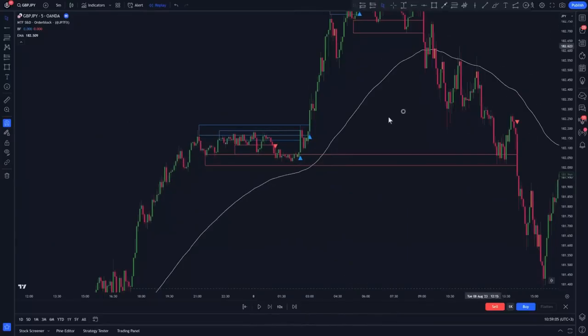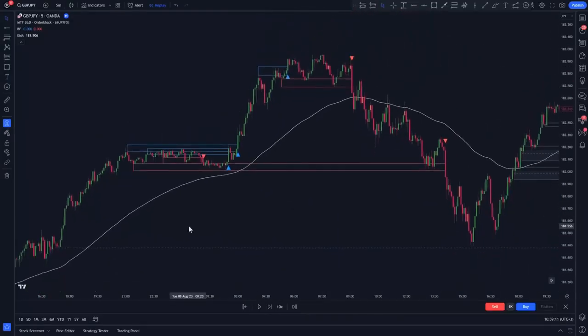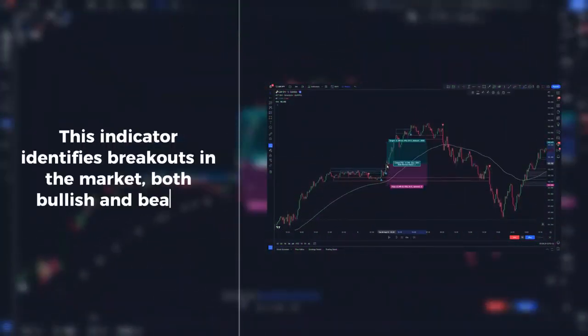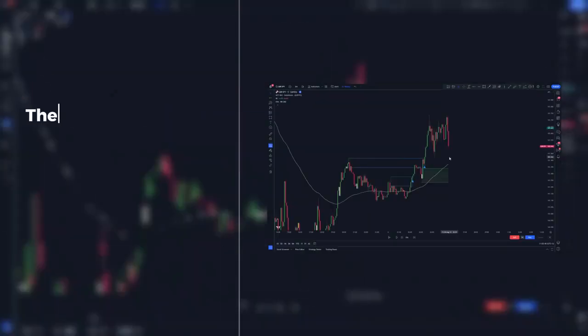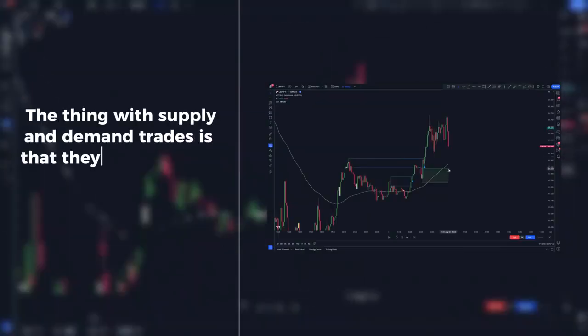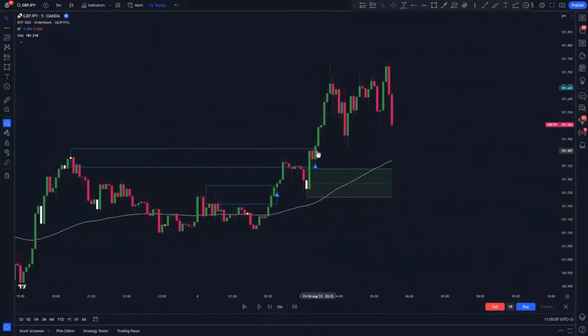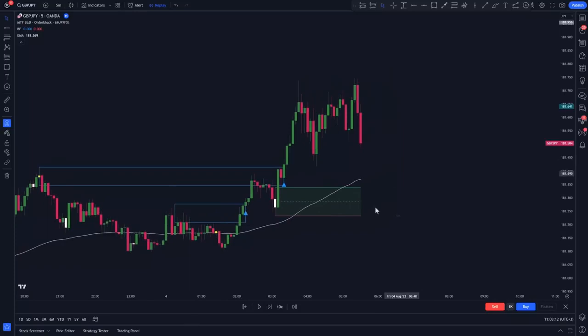Now, what about the breakout finder indicator? What are we going to use it for? Well, as the name suggests, this indicator identifies breakouts in the market, both bullish and bearish. You see, the thing with supply and demand trades is that they can be super profitable if combined with a break of structure. Here is what I mean. When you're looking to take a long trade based off of a demand zone, you naturally want a demand zone to be established and for the price to shoot up aggressively, solidifying that area as a demand zone.